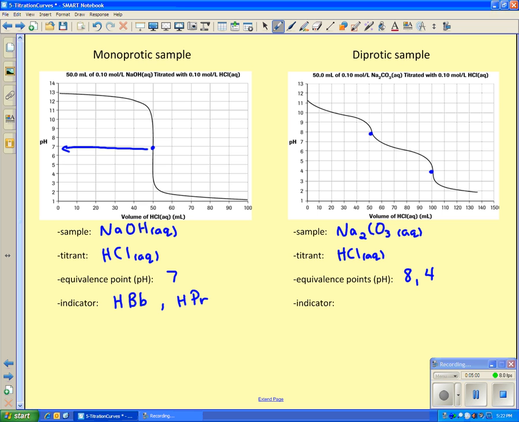When you would choose an indicator for this, or how you would choose an indicator, is to match up with the second equivalence point, so the second drop on the graph. For this one, it's around 4, so methyl orange is quite often used for this titration because it changes between 3.2 and 4.4, so it should span that equivalence point quite nicely.